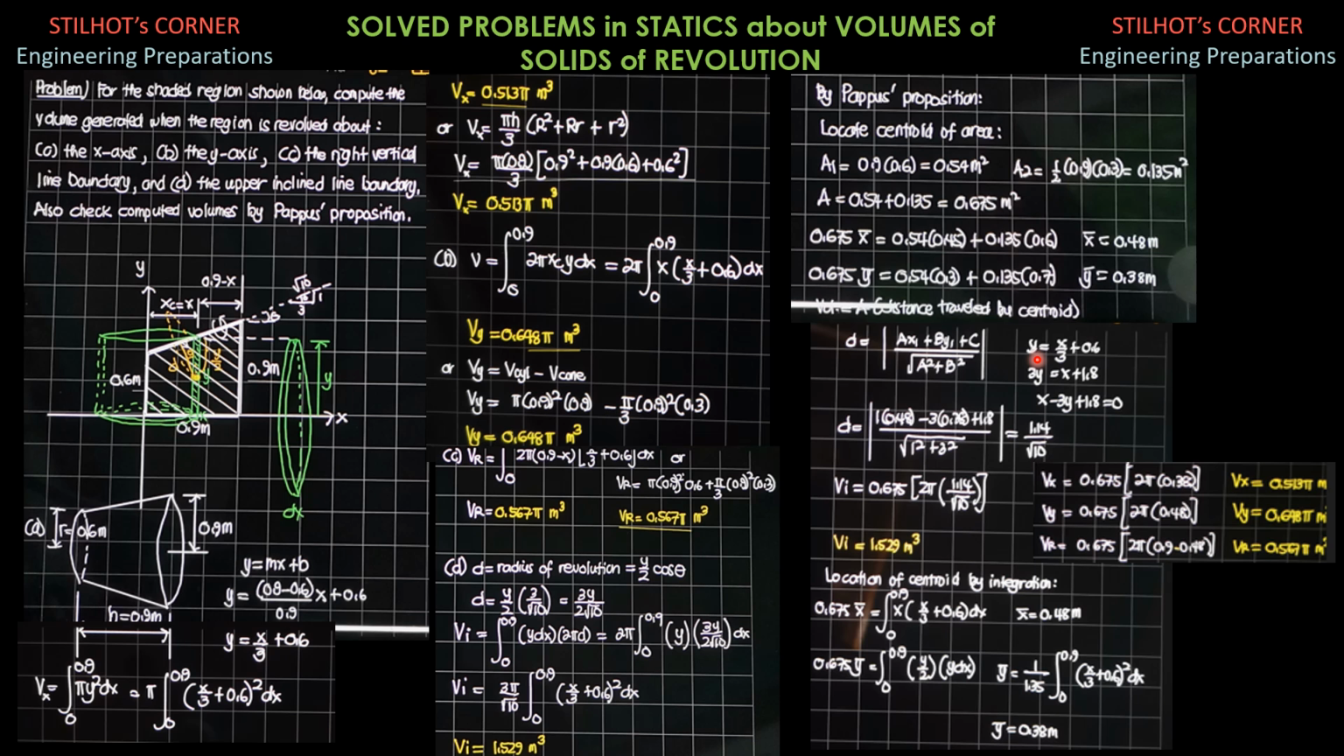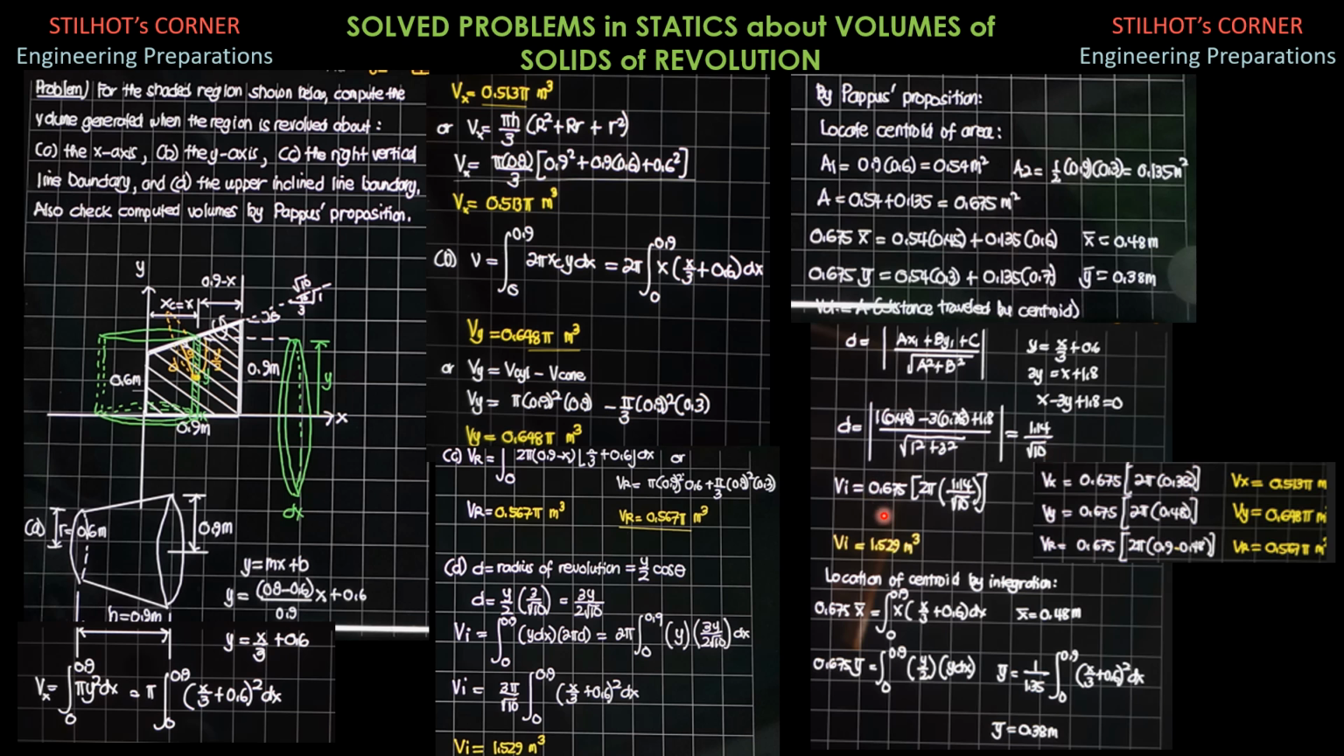So this is the equation of the line, y equals x over 3 plus 0.6, multiply everything by 3, 3y equals x plus 1.8. So rearranging, x minus 3y plus 1.8 equals 0. So the distance is coefficient of x, which is 1, times x coordinate of centroid 0.48, minus 3 times y coordinate of centroid 0.38, plus constant 1.8, over square root of coefficient of x, 1 squared, plus coefficient of y squared. Negative 3 quantity squared is the same as 3 squared. So it is 1.14 over square root of 10.